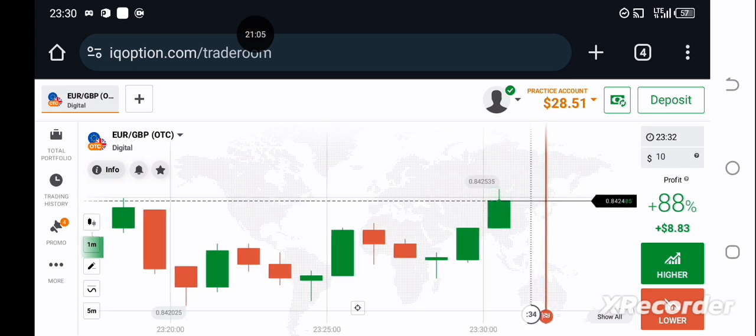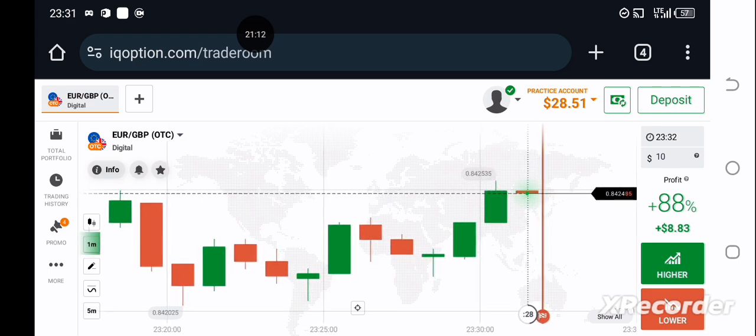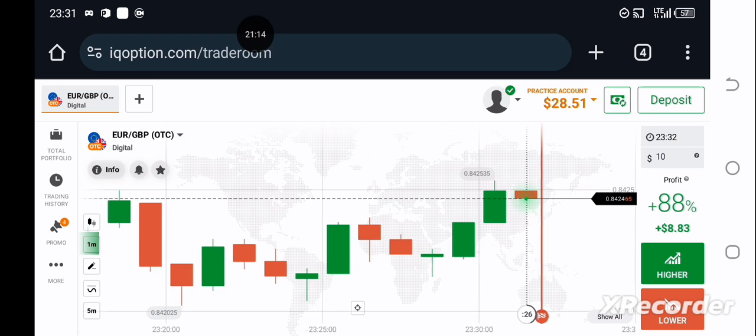And then you can open more than one trade in a particular candle. You can open 2 trades, you can open 100 trades in a candle. It all depends on your capital.